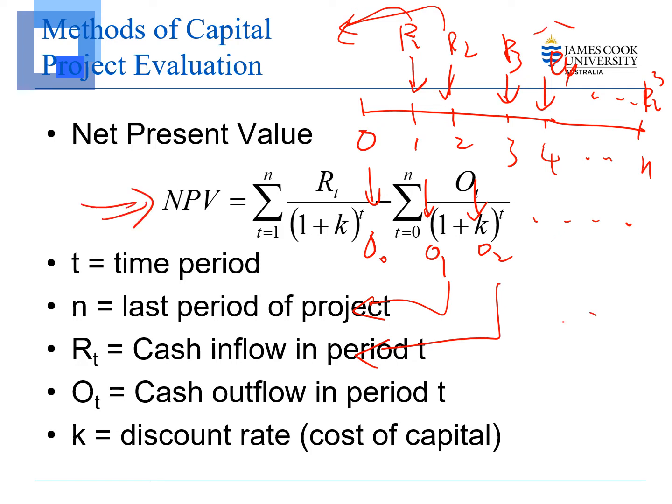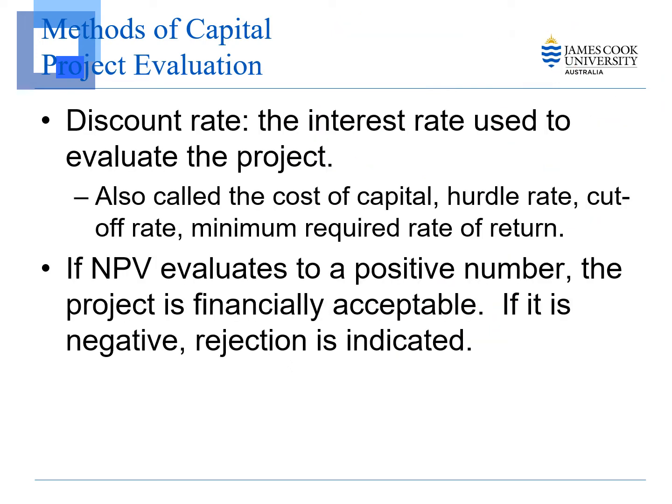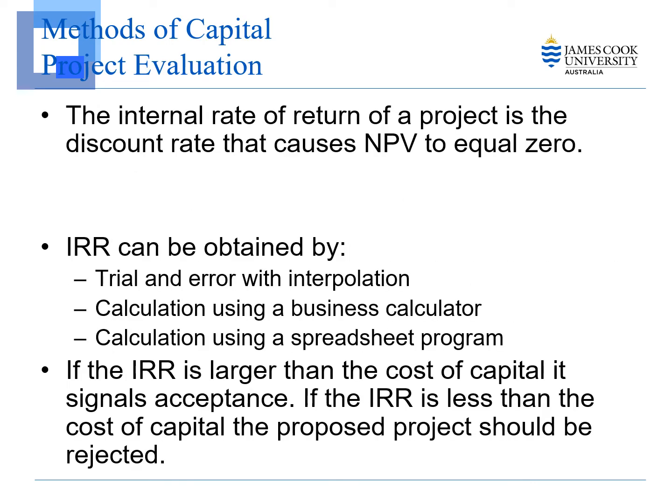So this is the present value of benefits minus the present value of costs. A key component of the NPV calculation is the interest rate, the discount rate. It is also called the cost of capital, hurdle rate, cutoff rate, minimum required rate of return, and so on. So if in the end we calculate a positive NPV, we are going to say, okay, this project is good. We should go ahead. It's financially acceptable. If it's negative, we are going to reject this project.